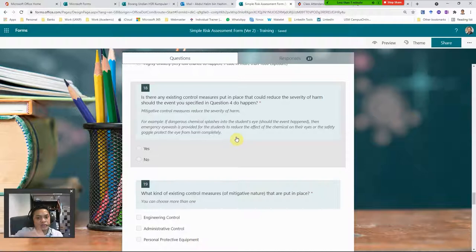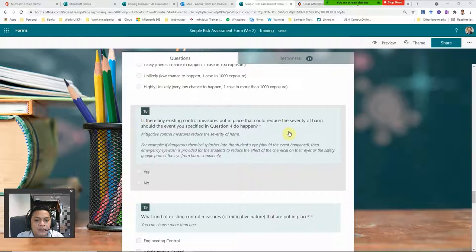Okay. Now question number 18. This is the mitigative control measures to reduce the severity of harm. The potential situation must happen. There is also an example there, right? So that is the difference between preventive control measure and mitigative control measures. A good example would be when you drive a car. To prevent a car from crashing, the preventive control measure would be having a braking system. To prevent your car from crashing with the car in front of you, you can just hit the brakes and you won't crash. So that is a preventive measure.